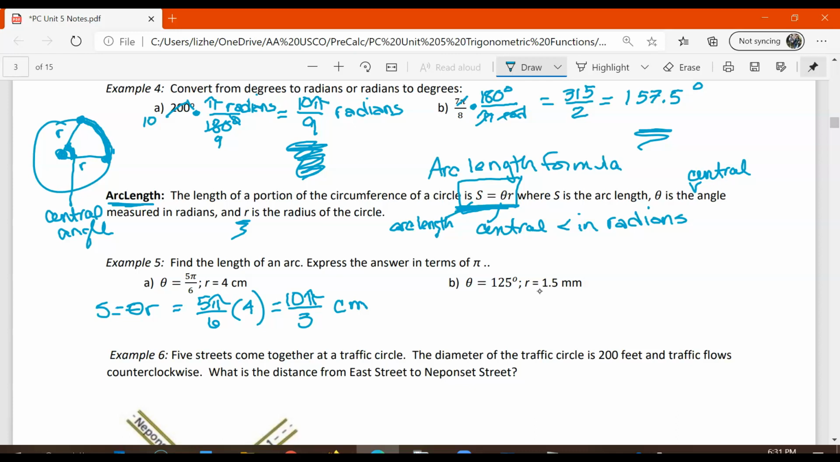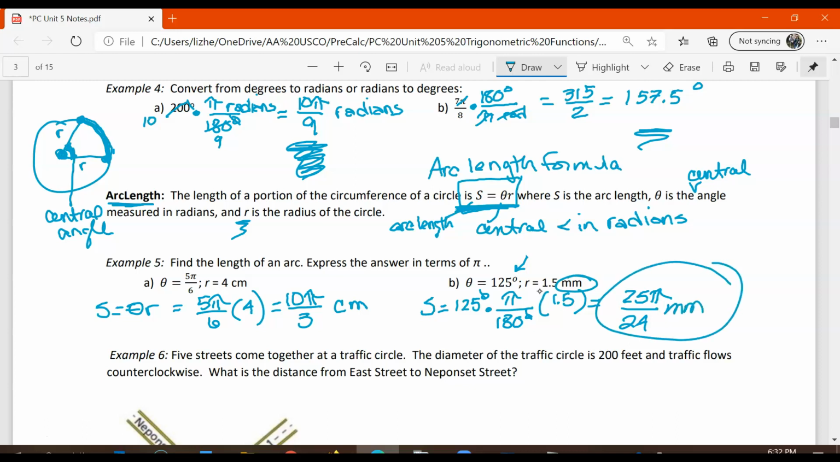Next one. This time we are in degrees, so to find our arc length, I have 125 degrees. Well, the first thing I want to do is get from degrees to radians. And so now my degrees are gone. Now I'm in radians. Now I can just multiply by my radius, which is 1.5, and this would be 25 pi over 24 millimeters. That's how long that arc is.